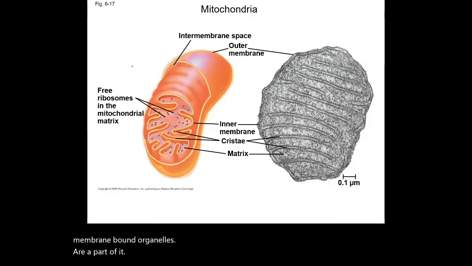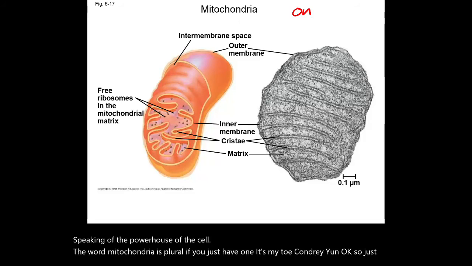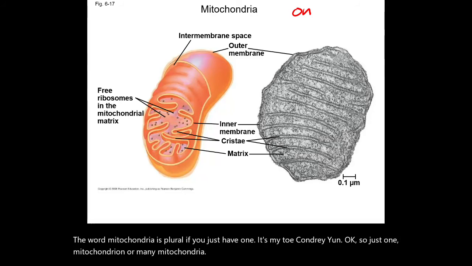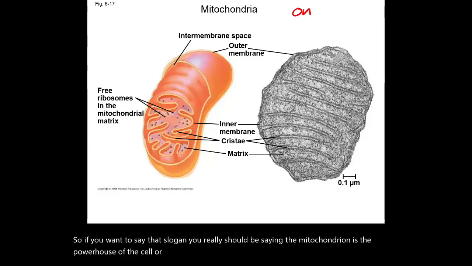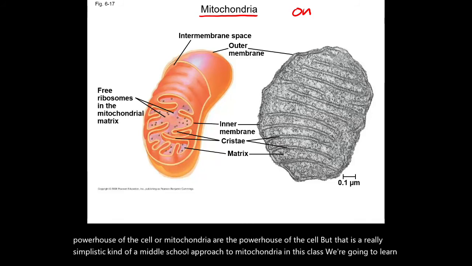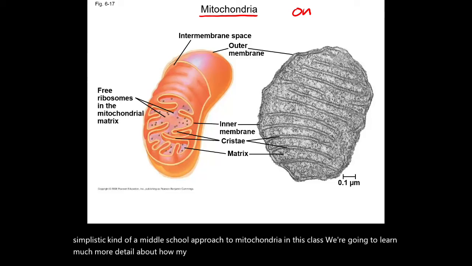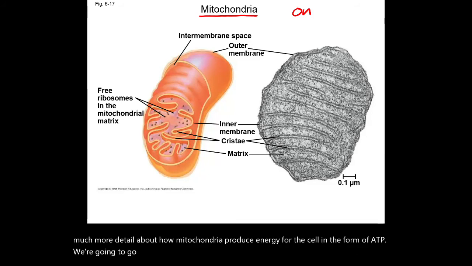Speaking of the powerhouse of the cell, the word mitochondria is plural. If you just have one, it's mitochondrion. So it's just one mitochondrion or many mitochondria. So if you want to say that slogan, you really should be saying the mitochondrion is the powerhouse of the cell, or mitochondria are the powerhouses of the cell. But that is a really simplistic, kind of a middle school approach to mitochondria. In this class, we're going to learn much more detail about how mitochondria produce energy for the cell in the form of ATP. We're going to go into excruciating detail. It's going to be awesome.